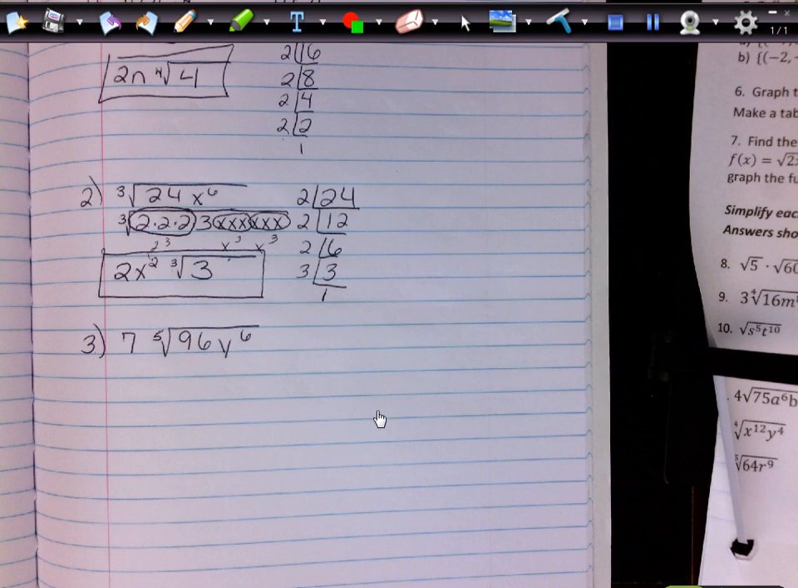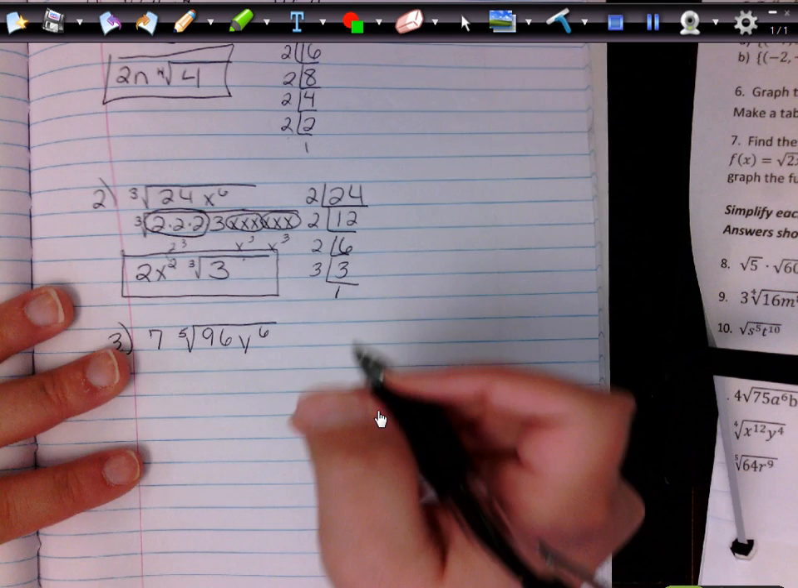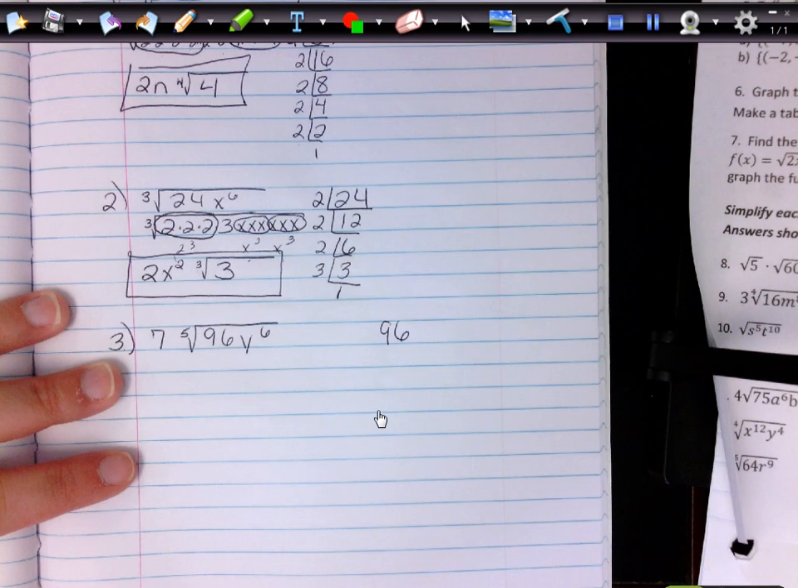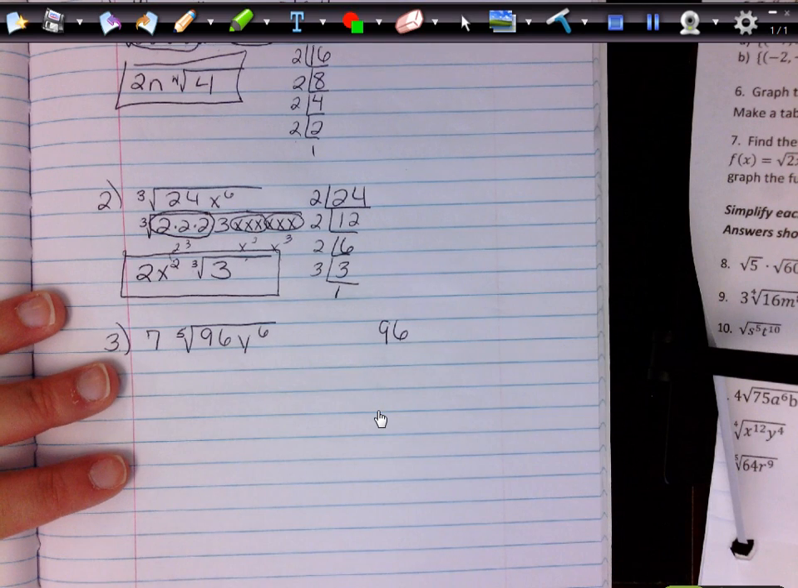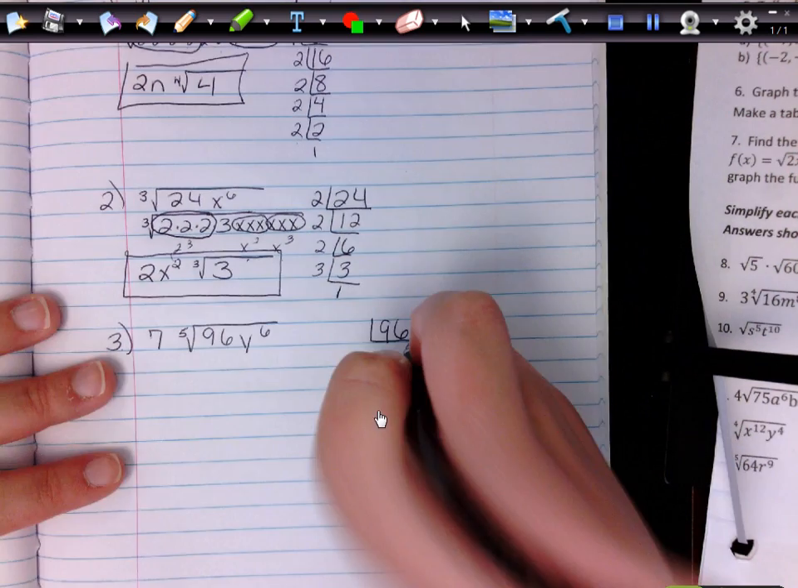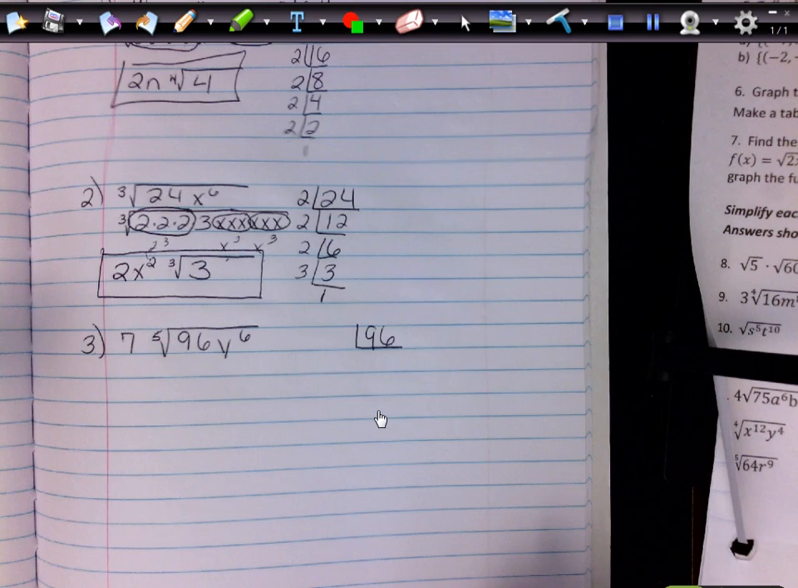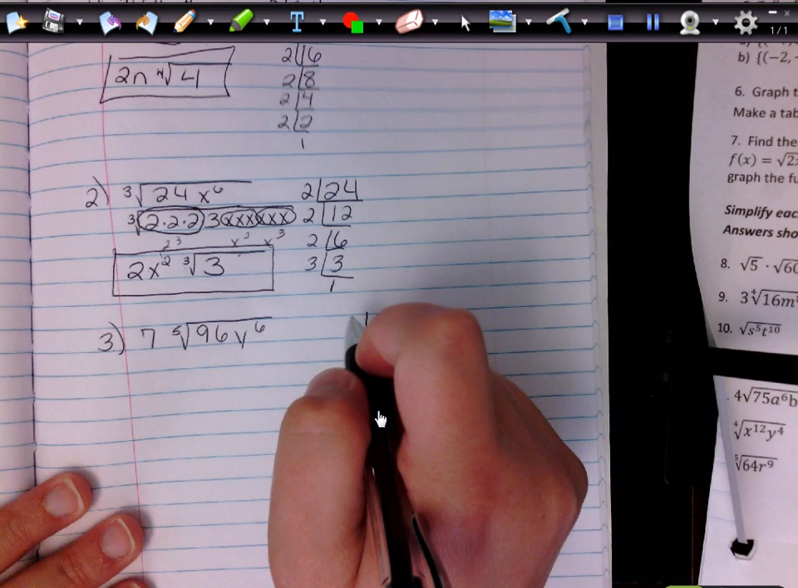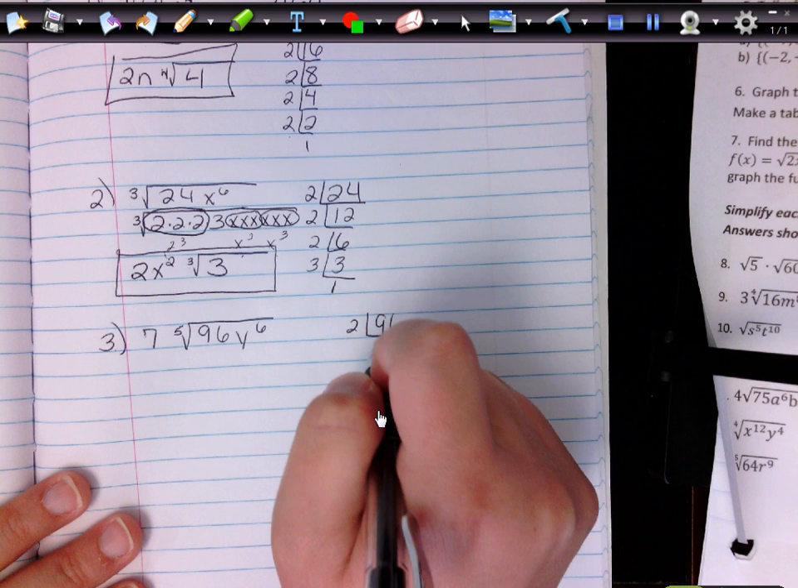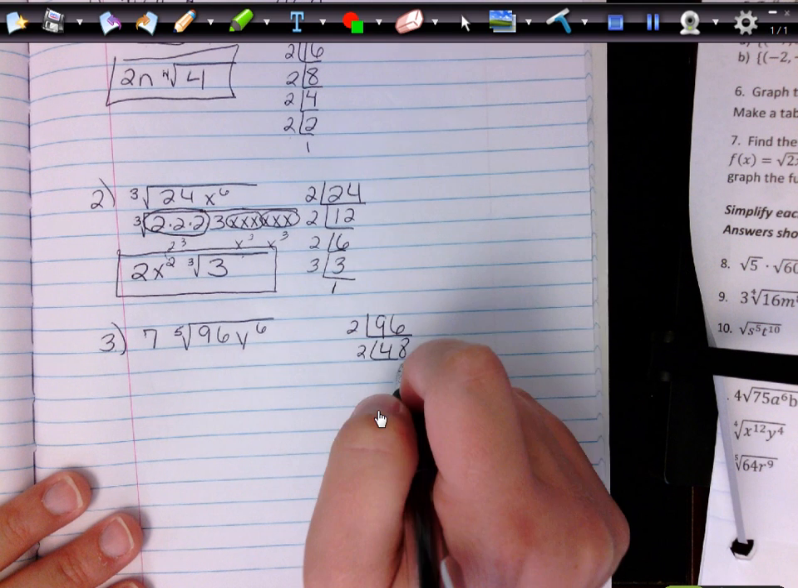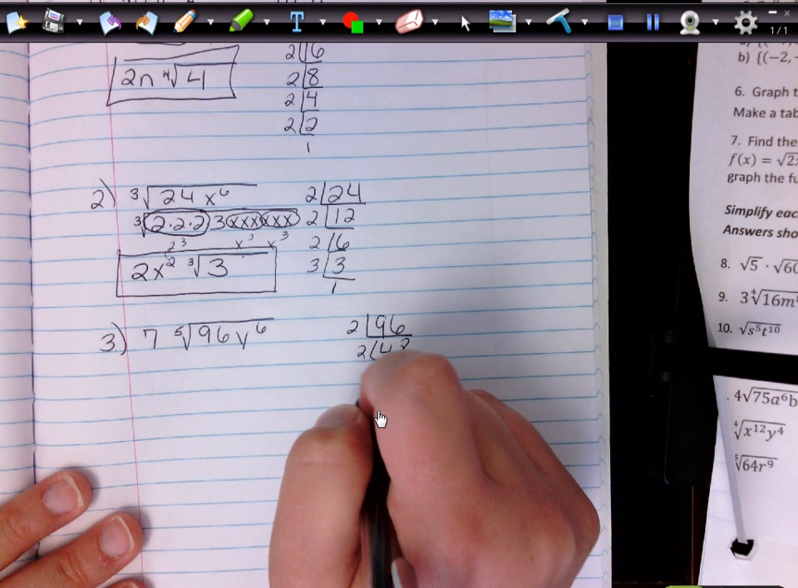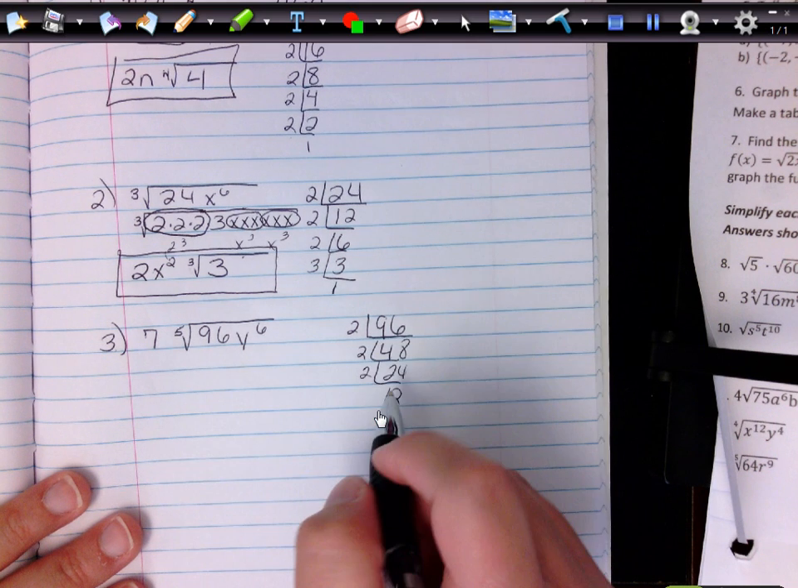All right, number 3 says 7 5th root of 96y to the 6th. So I need to come over here and birthday cake 96. I'm not birthday caking 7 because it's on the outside of the radical sign. So I'm going to start dividing. I'm going to say 96 divided by 2, and I get 48. 48 divided by 2, and I get 24. 24 divided by 2, and I get 12.